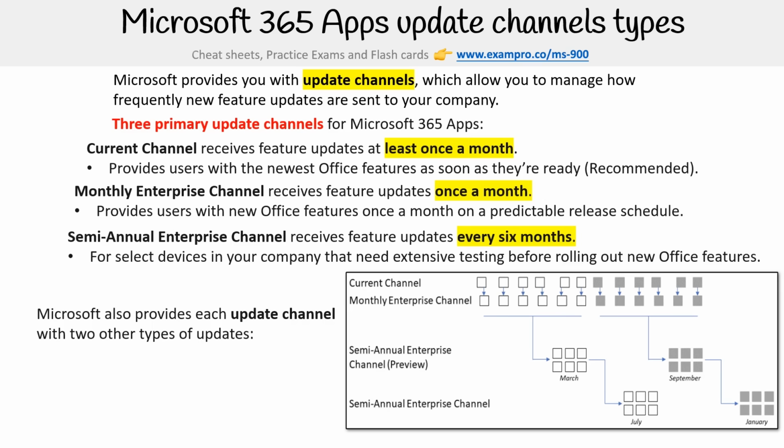Microsoft also provides each update channel with 2 other types of updates that are released on the second Tuesday of every month. There are security updates, such as updates that help keep Office protected from potential malicious attacks. And non-security updates, also known as quality updates, are updates that provide stability or performance improvements for Office. So that's the Microsoft 365 apps update channel types.